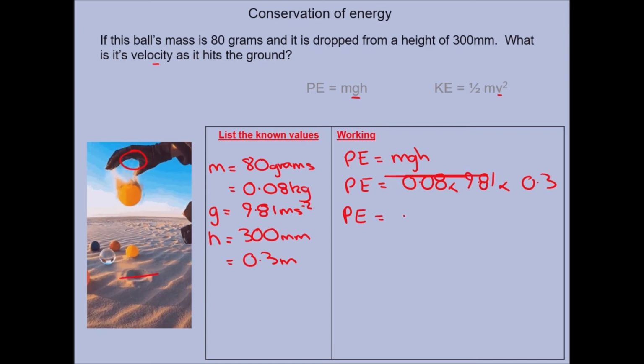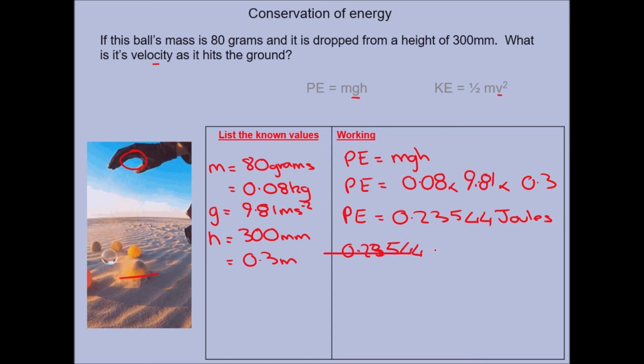And we'll get a potential energy of 0.23544 joules. Okay, now that's not a massive number, but the calculator never lies. So what we're then going to do, I'll pop that back up, is transfer this potential energy into kinetic energy. So what we're actually saying here is 0.23544 is equal to half m v squared.